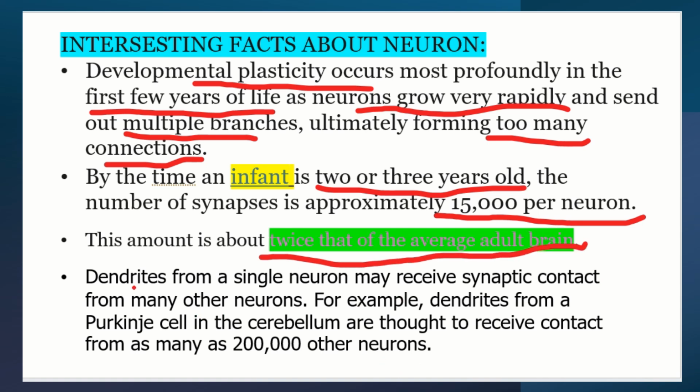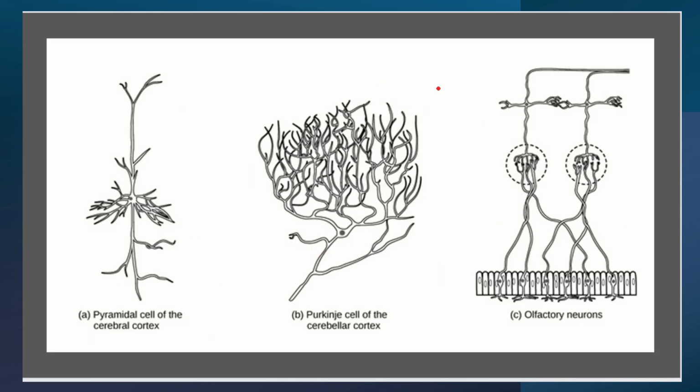Now, dendrites from a single neuron may receive synaptic contact from many other neurons. For example, dendrites from a Purkinje cell, which I already showed you, have contact with 2 lakh neurons. Okay, the Purkinje cell has contact with 2 lakh neurons. So see the connections, how many branches are there in the Purkinje cell.